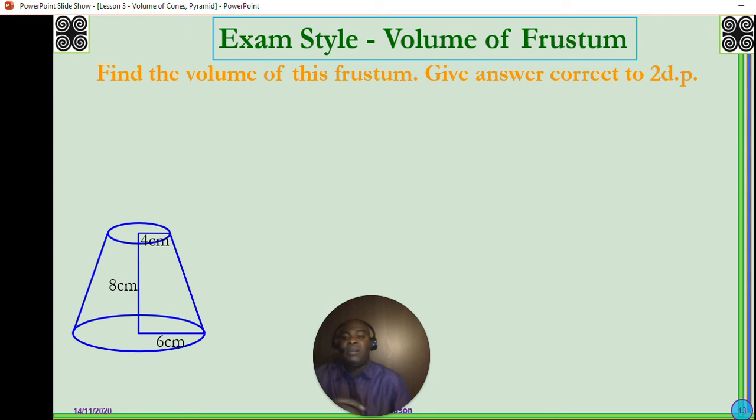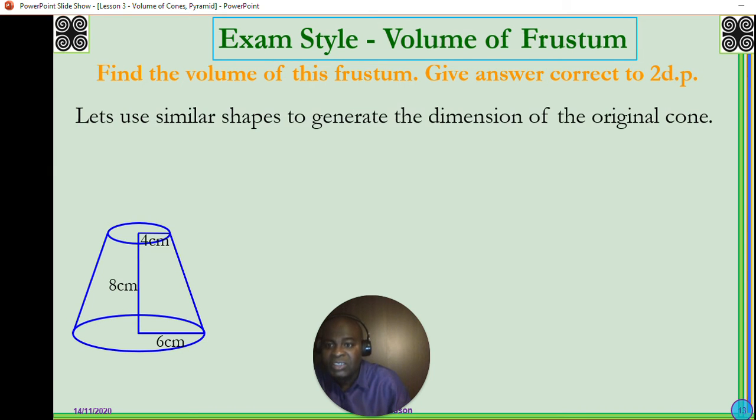Now, exam style. You are given a frustum and you need to work out the volume. So you need to imagine the original shape. We try to complete the shape by extending the lines. So this is the original shape, and you realize that the chopped off height is not given. We need to work it out.